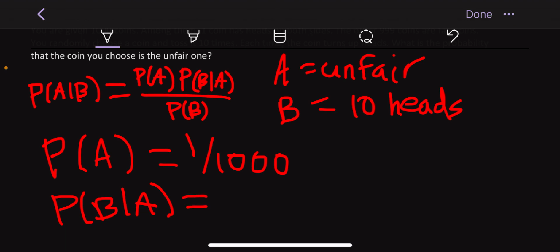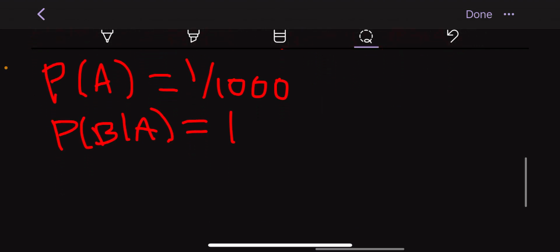Well, the unfair coin has heads on both sides, so every flip we're guaranteed to get heads. So we're basically guaranteed to get 10 heads out of 10 flips. So this probability is 1. Okay. Now what about the third probability, the one in the denominator? What's the probability of B?